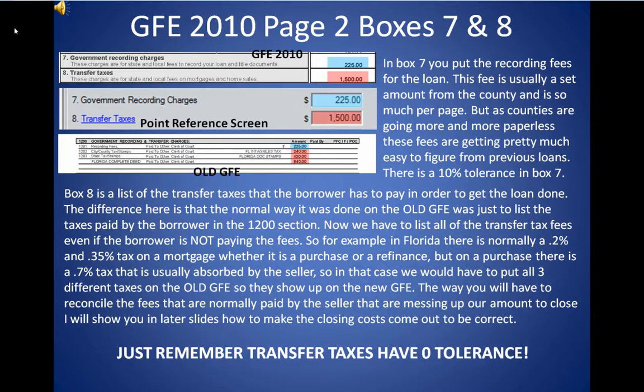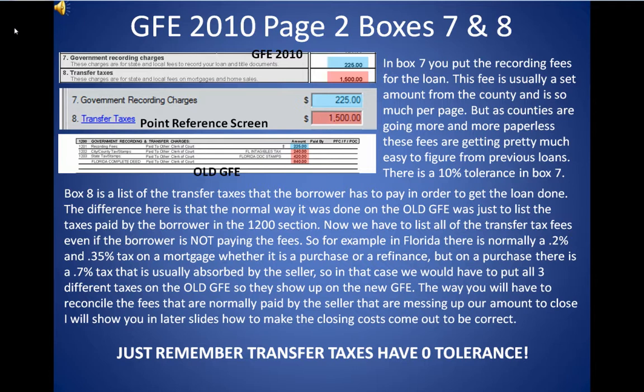The next box has to do with the transfer taxes. This is any taxes that your county or city or state charges in order to get your loan done. The other good thing is that box 8 does carry over from the old Good Faith. It'll total up anything that's in those sections that say taxes in the old Good Faith.